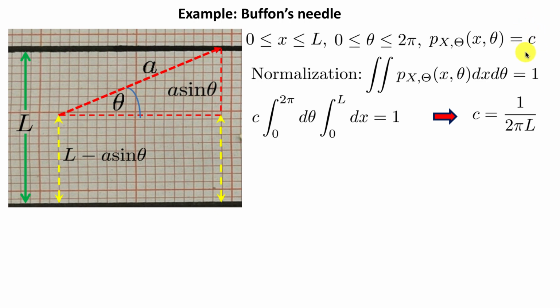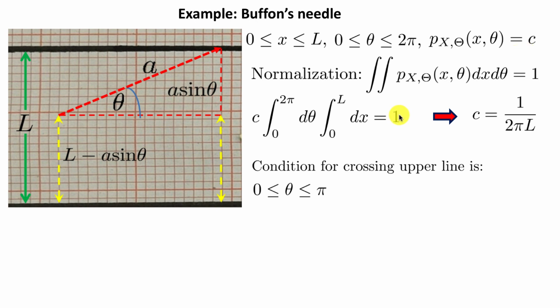Now, let's consider the specific situation where the upper line is crossed. That means theta will have to be between 0 and pi. Obviously, if theta is down below over here, then it cannot cross the upper line. Now, the other condition is that x obviously has to be less than or equal to L, but then it has to be greater than this, L minus a sine theta.